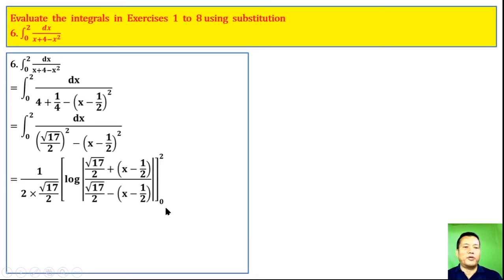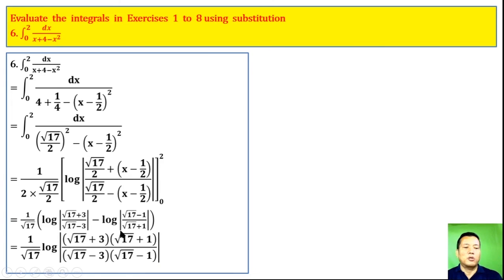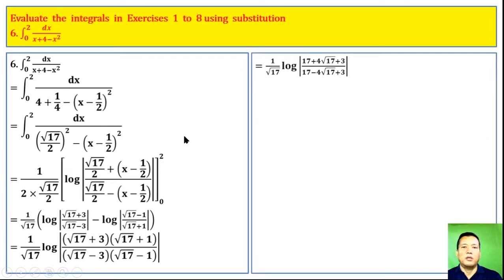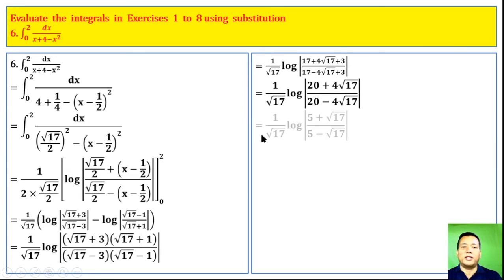We get this, whose value is 1 by root 17. X is replaced by 2, we get this value. X is replaced by 0, we get this value. Subtracting these two using log, this becomes this. Now evaluating this, we get 17 plus 3 is 20, and taking out 4 and cancelling, we get this.